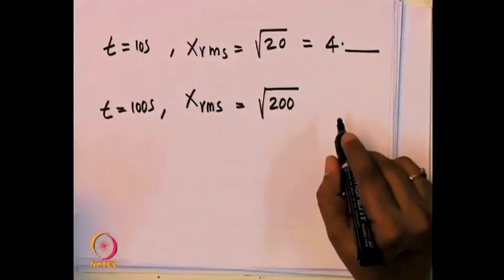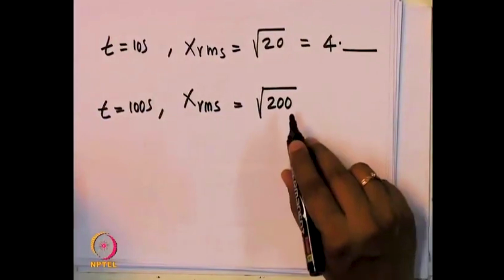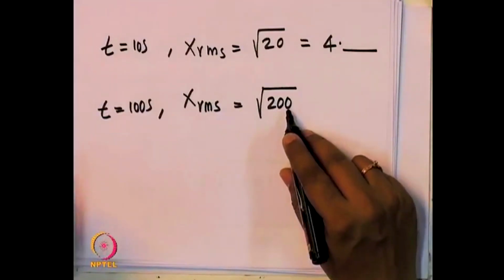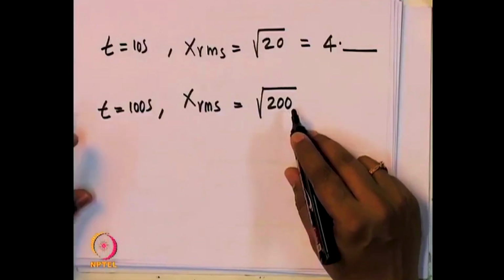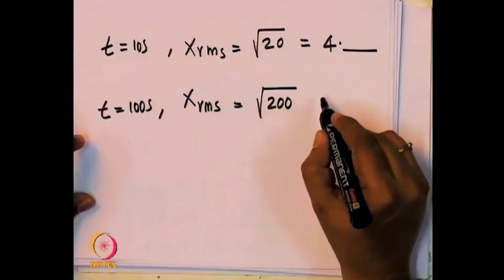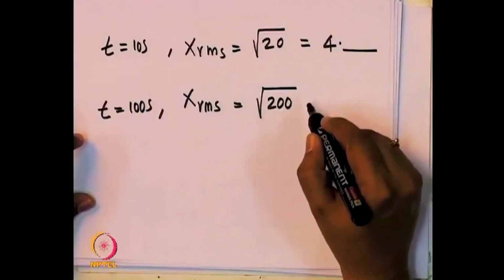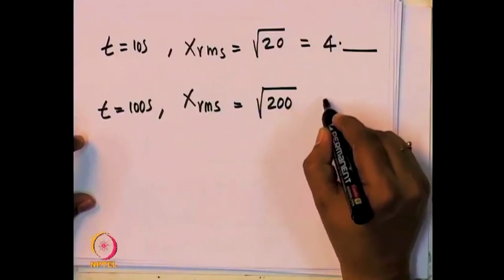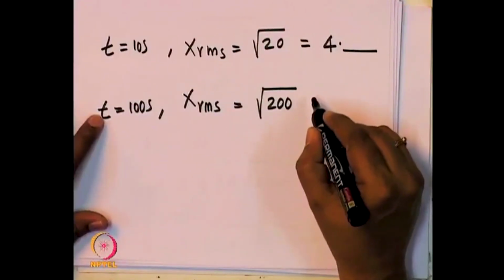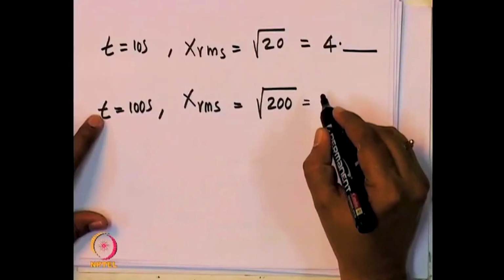What is root of 100? Root of 100 is 10. So, root of 200 is little above 10. So, this is basically what you get.